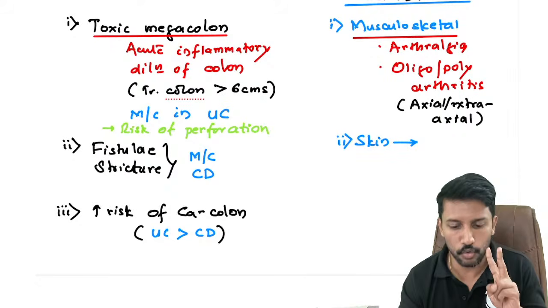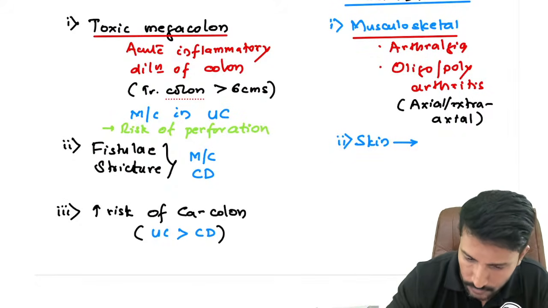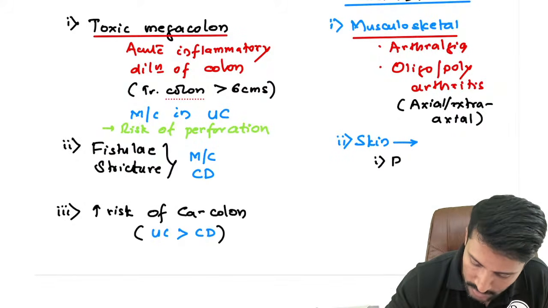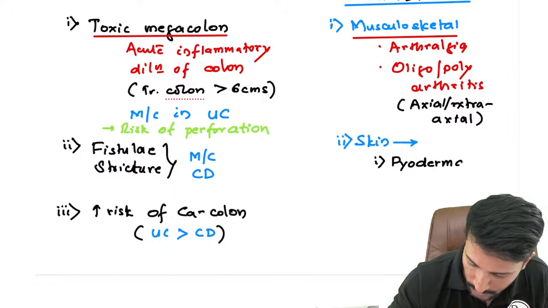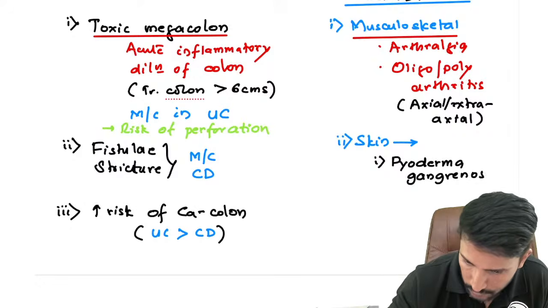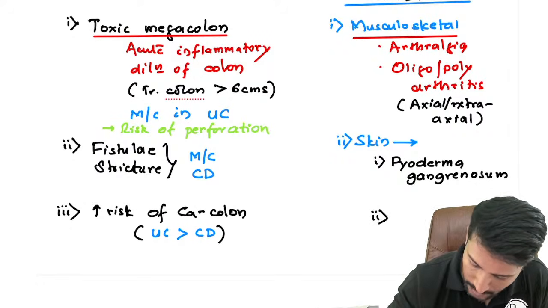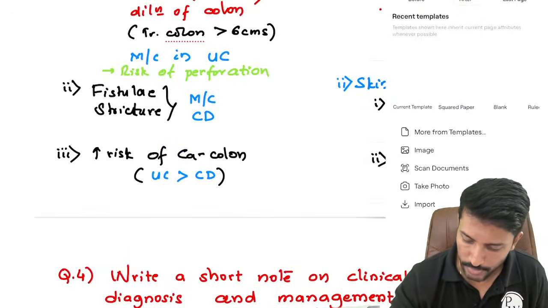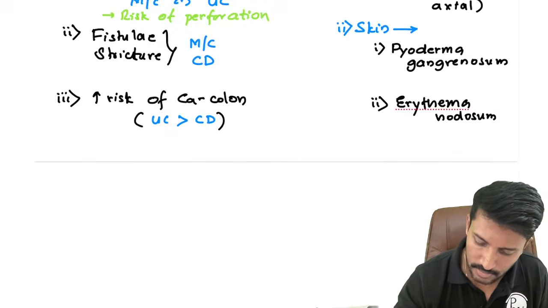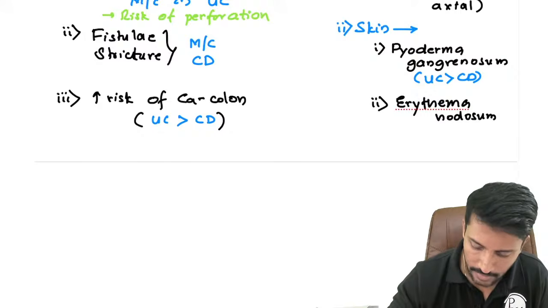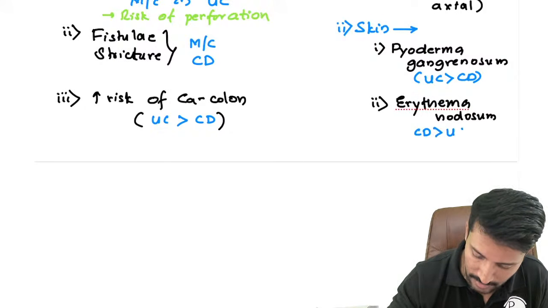In the skin, I want you to write two findings. The first is pyoderma gangrenosum, and the second one is erythema nodosum. Two extra points will give you some brownie points in the eyes of the examiner. The first thing I want you to write about pyoderma gangrenosum is that it is more common in ulcerative colitis than Crohn's disease, and erythema nodosum is more common in Crohn's disease than ulcerative colitis.